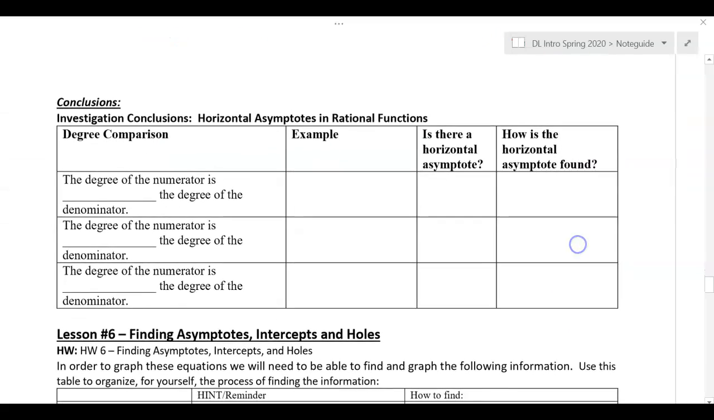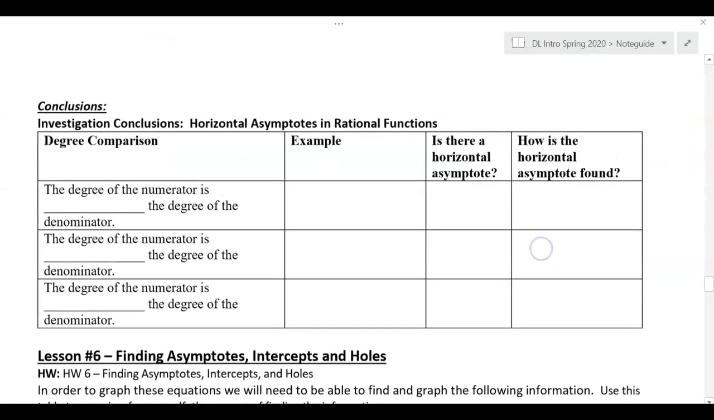All right, so we're going to write these as our conclusions. So our 3 categories. So that investigation hopefully helped you understand. And the idea is every rational function that we look at is going to fall into one of these 3 categories, where the degree of the numerator was greater than the degree of the denominator, it was equal to the degree of the denominator, or it was less than.